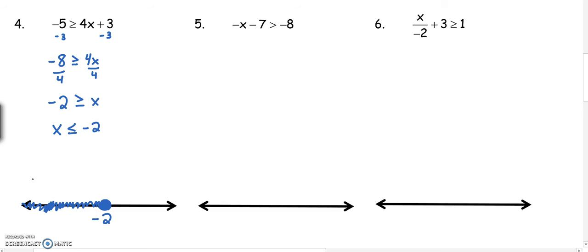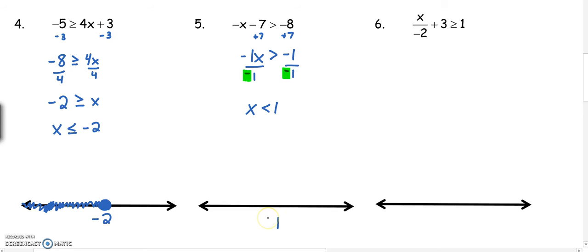Number 5, negative x minus 7 is greater than negative 8. So the first step here is to add 7 to both sides. Negative x is greater than negative 1. Now remember, having a negative sign there is like having a negative 1. So we are going to divide by negative 1 on both sides. Notice that again, you divided by a negative, so you must flip your inequality sign. So x is less than 1.